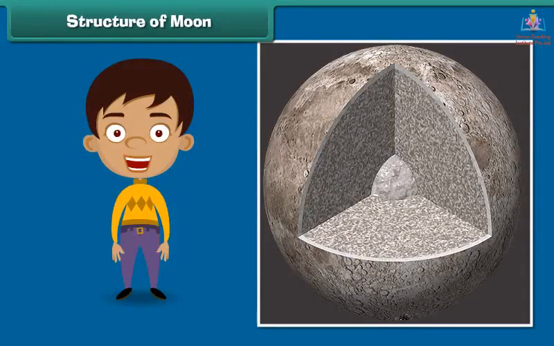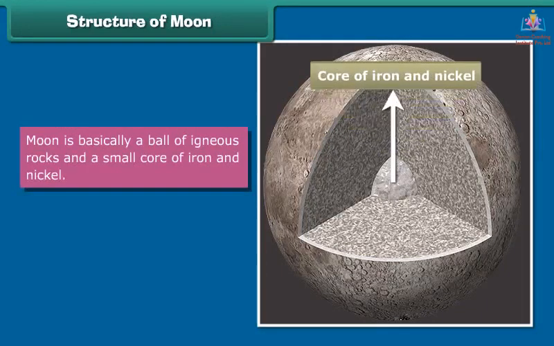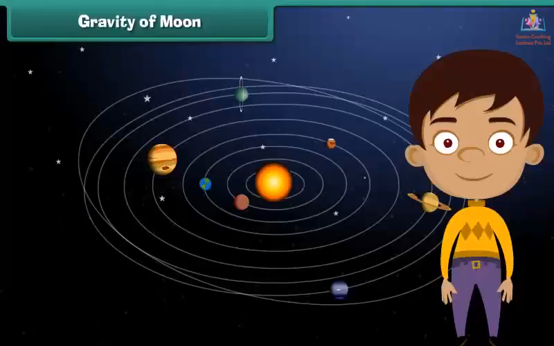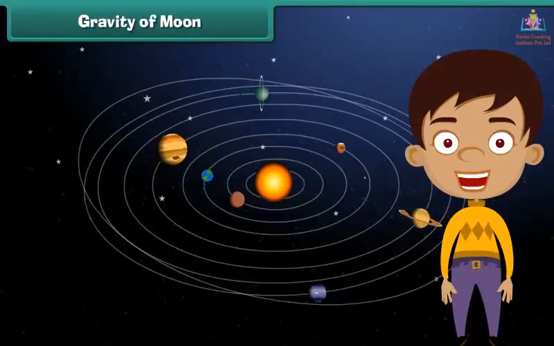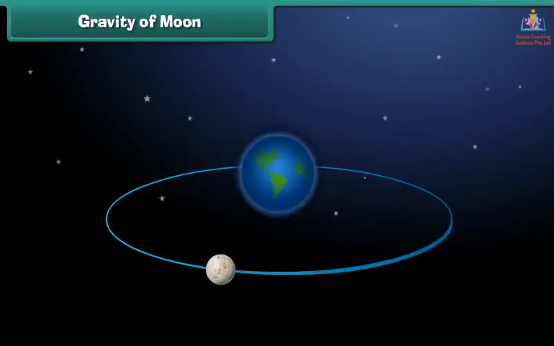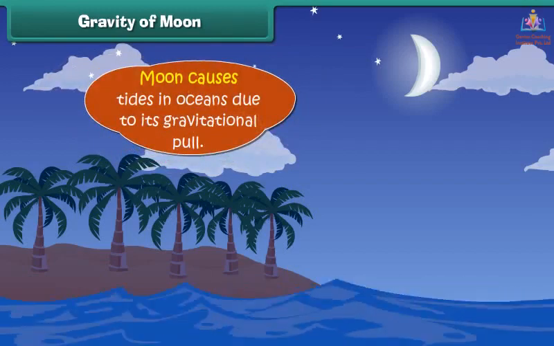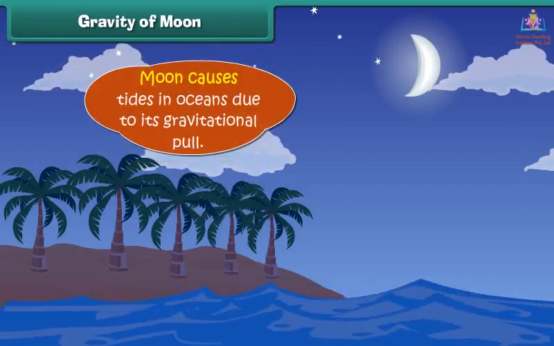Hey, have a look at the interior of the moon. The moon is basically a ball of igneous rocks with a small core of iron and nickel, and there is a rocky crust consisting of aluminium and calcium. You can find big moons in our solar system, but our moon is the biggest compared to the size of its planet, and it is large enough to cause tides in oceans due to its gravitational pull.